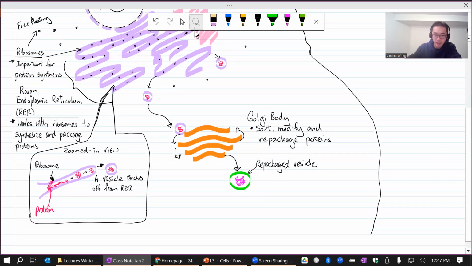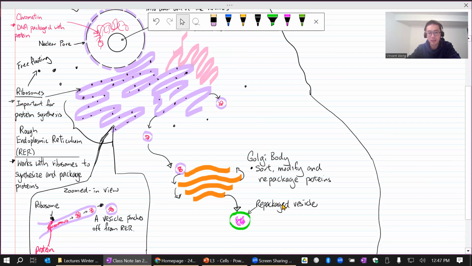Okay, but does everybody understand where the green ball, the green circle, comes from? You have to understand that. In the rough ER, the purple lines, the purple tunnels, you have all these bubbles coming off. They're all coming off, and then they are not ready yet. That's why we need to send them to the Golgi, and then you're going to modify it.